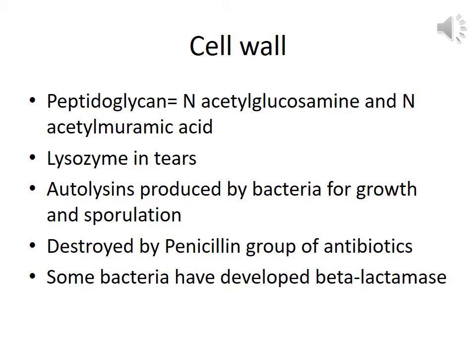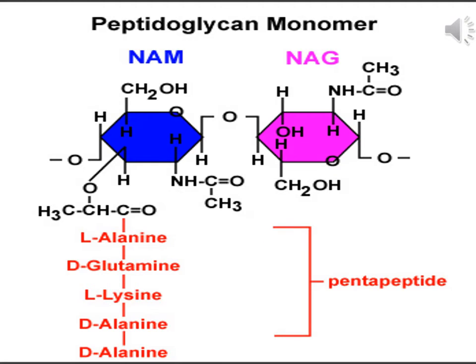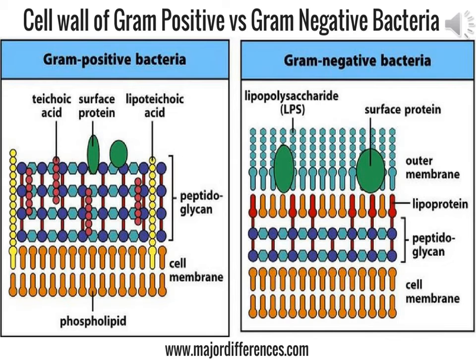Over the years of using penicillin, bacteria have developed beta-lactamase, an enzyme which destroys the beta-lactam ring of penicillin and its derivatives like amoxicillin, conferring resistance to these antibiotics. Here is the simple illustration of a peptidoglycan monomer. Slide 19 gives us the difference in the wall of gram-positive and gram-negative bacteria.